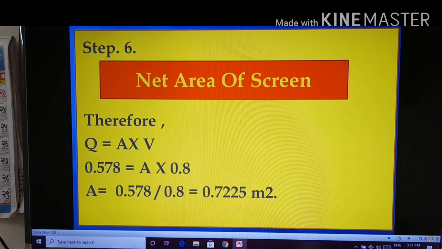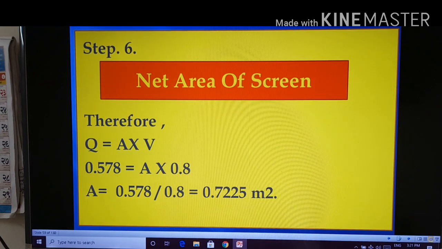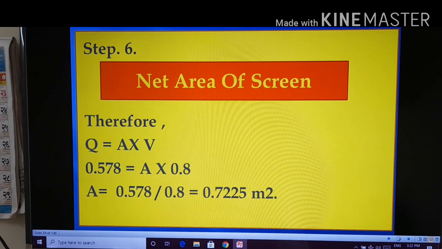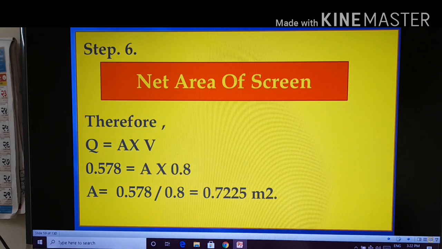Therefore, area is equal to Q by V, where Q is 0.578. Therefore, area is equal to 0.578 divided by 0.8. We get the area in our calculator. What is the value? Area is equal to 0.7225 meter square. You got this value in your calculator, right?